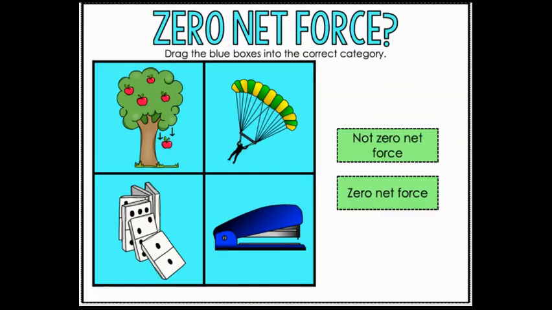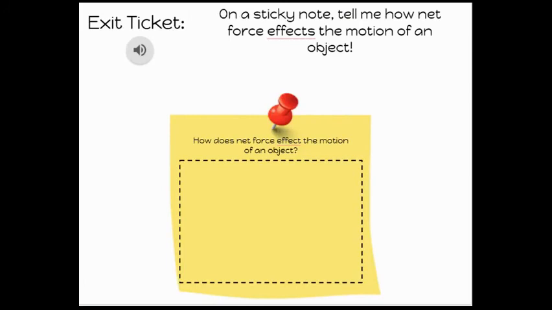Okay, so now it's your turn to tell me which ones are at zero net force and which ones are not at zero net force. Move the green box to label the picture. Also, tell me in this sticky note box how net force affects the motion of an object. What happens to the motion when it's at zero net force, and what happens when it's an unbalanced net force? Okay, guys, go ahead, give that a try now.